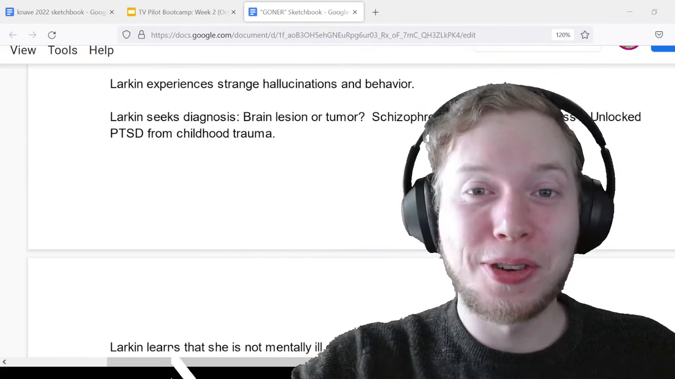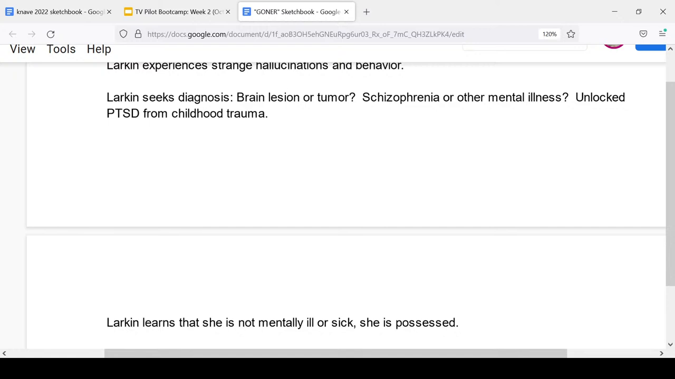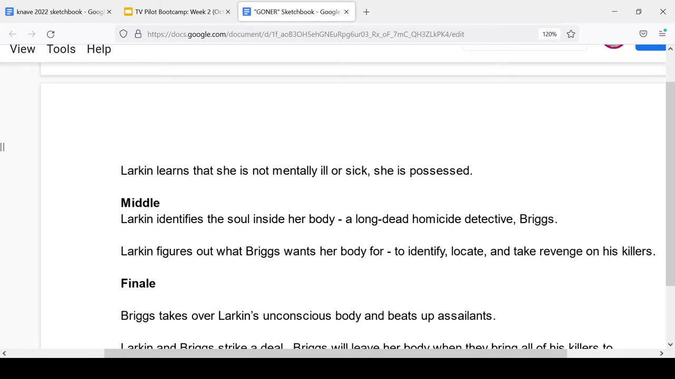But yeah, okay, so this is looking good so far. So Larkin seeks diagnosis. Is it a brain tumor? Yeah, this will be a great trying-the-lock sequence where she's like, God, I guess I'm insane, or I guess I have a debilitating disease. Do I have schizophrenia? Is it PTSD? So she learns she's not mentally ill or sick, she's possessed. That'll be a great end of act one break.